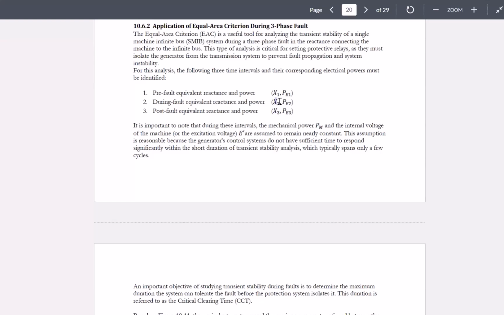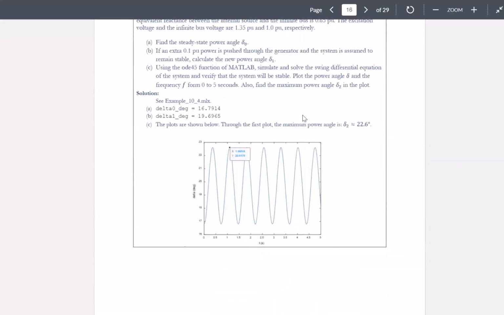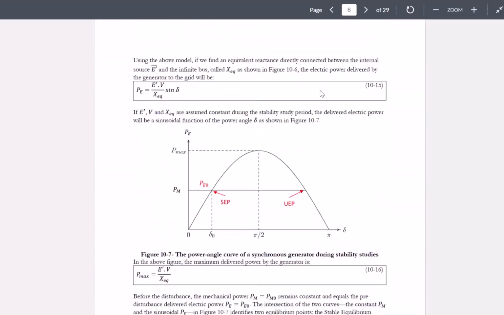And if X2 is infinite, then how much would be PE2, the power that you can transfer? Zero, exactly. Because PE is always equal to E times V over X equivalent times sine of delta. That equation, represented by this curve, was E times V over X equivalent times sine of delta, right? If X equivalent becomes infinite, P becomes zero. So keep that in mind.